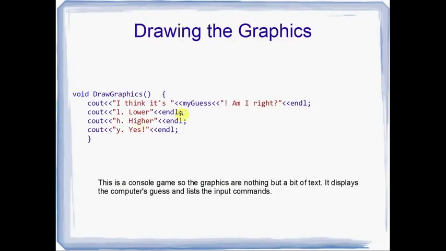Anyway, drawing the graphics. So this is pretty basic, really. We've got no graphics in this game, but I used the drawing the graphics part of the loop just to print out a little menu. So the computer says, I think, and then it tells you what number it's thinking, and then you get a choice to type L for lower, or H for higher, or Y for yes, you guessed the number.